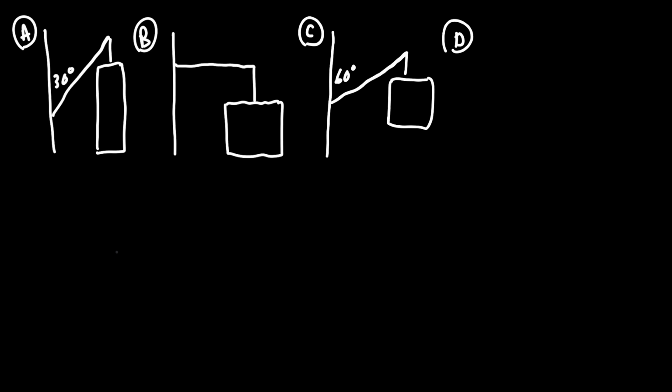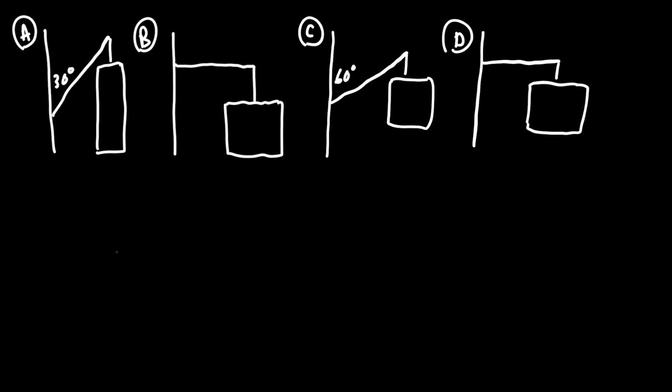In case C, similar to case A, but there's a greater angle, so now it's 60 degrees. The sign once again hangs straight down. And then in case D, we have another example like case B where the rod is perpendicular to the wall and the sign hangs straight down. But the masses are different in each case, so we should probably indicate that as well.